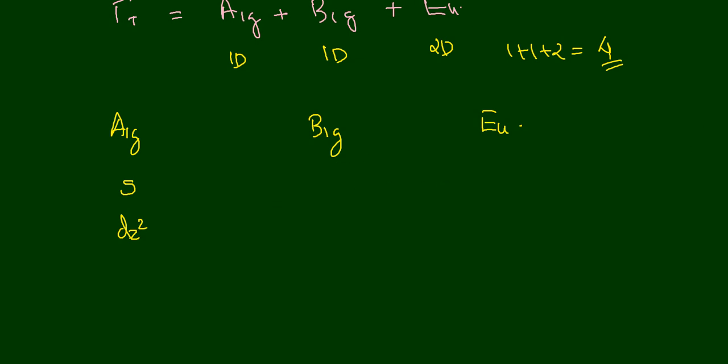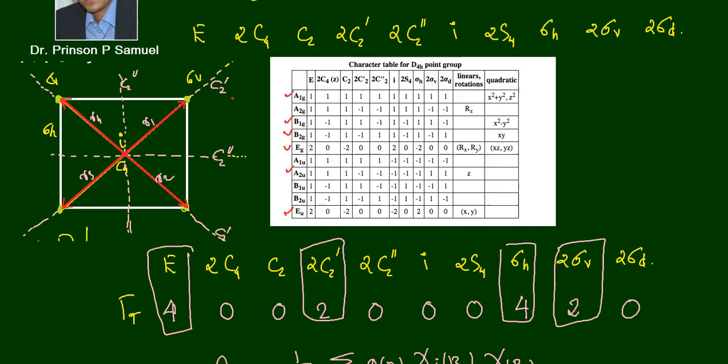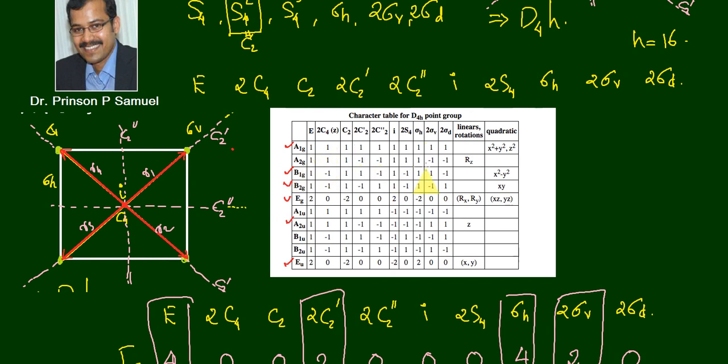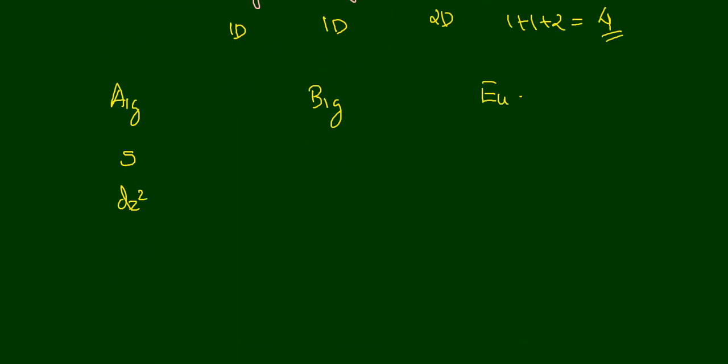And what about B1g? B1g belongs to dx square minus y square, right? So let me write it there. There is only one orbital for B1g, that is dx square minus y square.